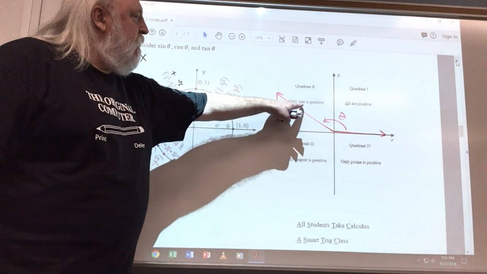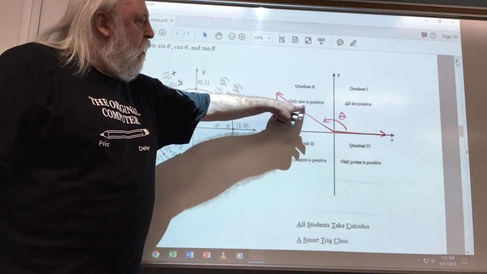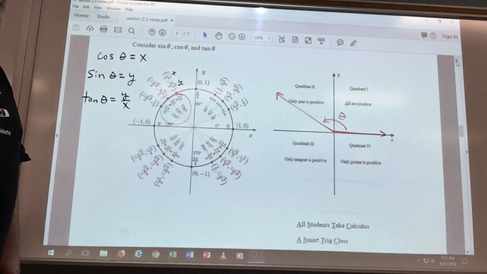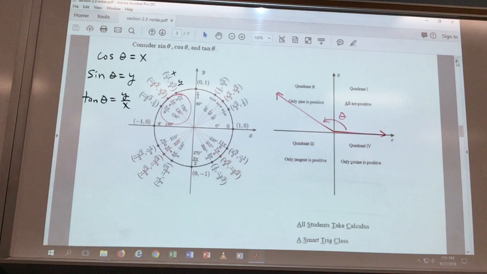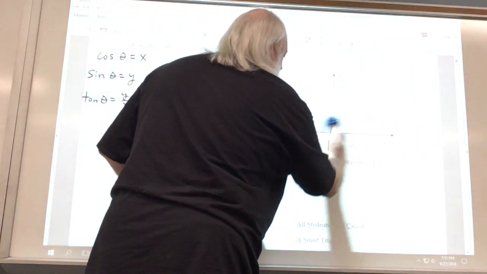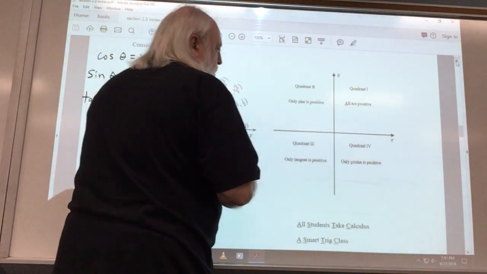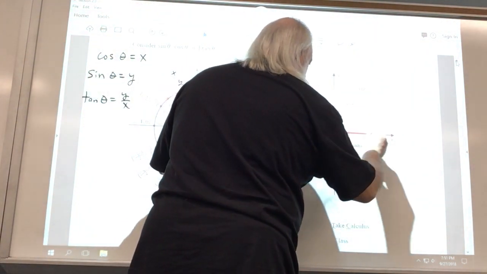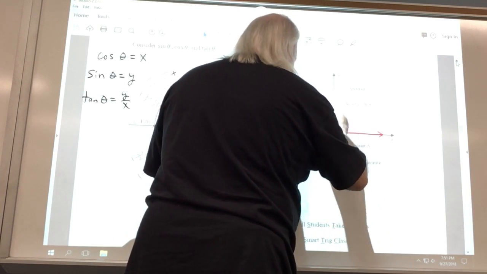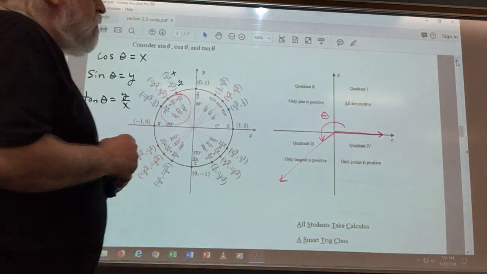So I have written here in the coordinate plane over here, of these three, only the sine function is positive. Cosine and tangent are both negative. Well, now let's draw an angle in the third quadrant. Here's my angle theta in the third quadrant.